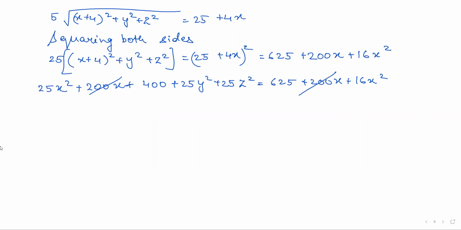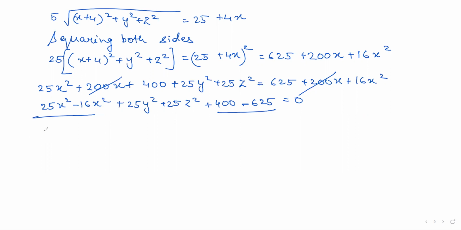Now this 200x will get cancelled with 200x, and taking everything on the left hand side, you have 25x square minus 16x square, 25x square from here, 16 over here, plus I'm writing variables first, 25y square plus 25z square, then 400, which is your left hand side term, and then minus 625 from your right hand side is equal to 0. Only these are like terms, so you'll have to calculate this. This is 9x square plus 25y square plus 25z square minus 225 is equal to 0.